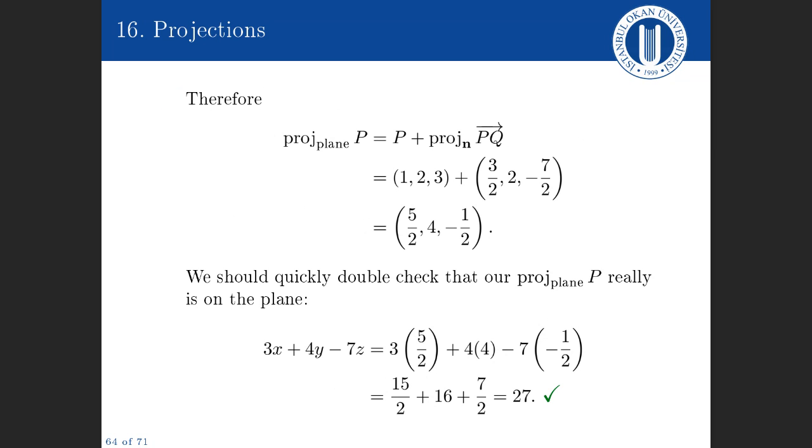Let's just do a quick check. Is this point really in the plane? Does it really satisfy the plane equation? Stick these numbers into our plane equation, 3x plus 4y minus 7z, and we get equal to 27. So yes, this point really is on the plane. Looks like we didn't make a mistake.